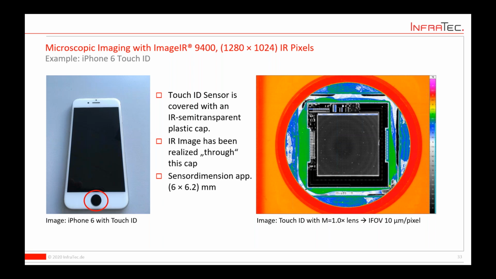Maybe you're familiar with this kind of product here, with this kind of touch sensor at the bottom. And we figured out that this cover of this touch sensor is IR transparent. So without deconstructing the iPhone, we are simply able to look through this cap and visualize the fingerprint sensor of an iPhone.